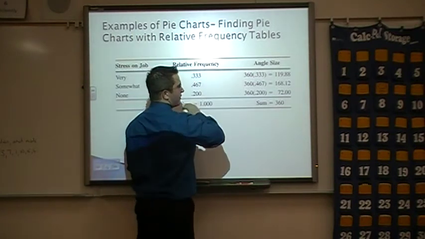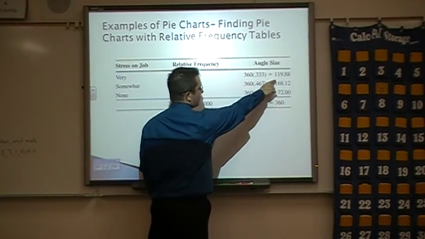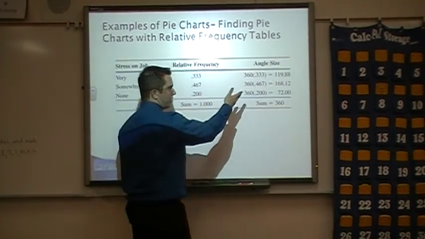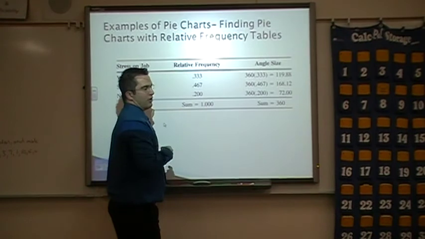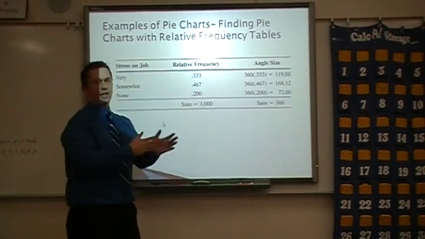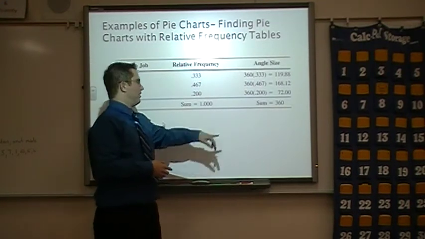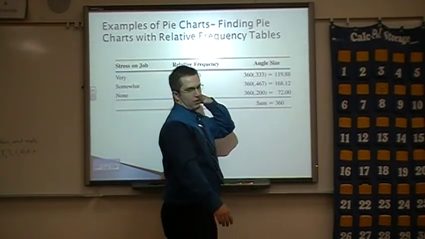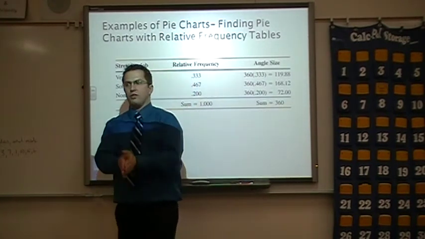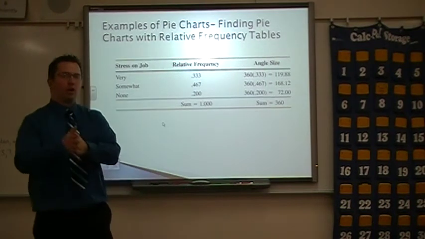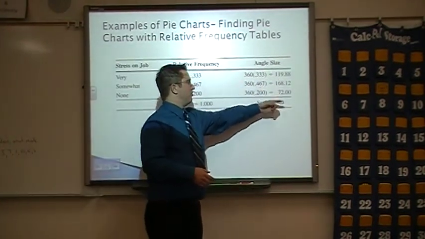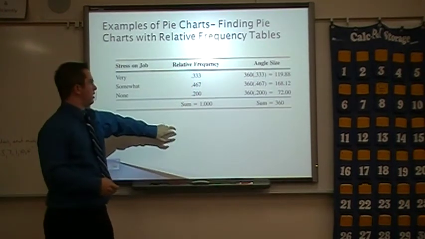Take 360 times 0.33 to get 119.88. When you draw your pie, your first angle is 119.88 degrees. For the second one, you take 360 times 0.467, you get 168.12. That's how big your second slice is. And then the third one, 360 times 0.2 gives 72 degrees. Notice these add up to 360. They should. Each circle has 360 degrees. Each piece of pie, when you add them all together, should equal 360 degrees.